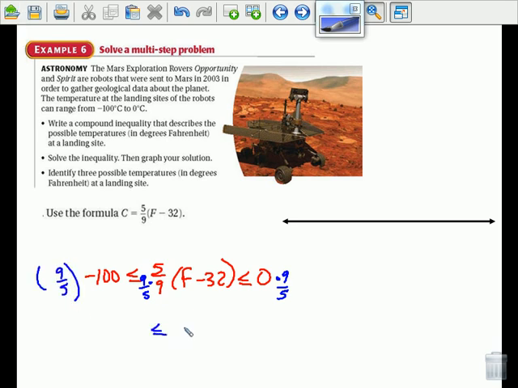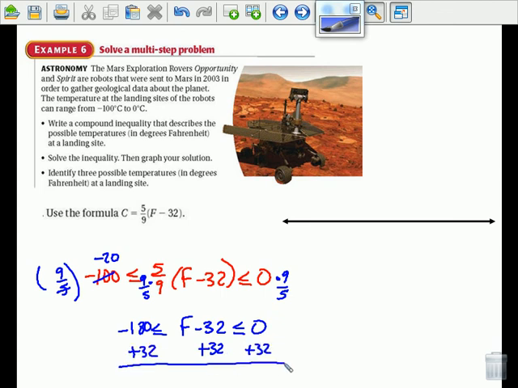So when I do that, it unlocks the parentheses. Here I still get a 0. And 5 divides into negative 100 negative 20 times. 9 times negative 20 is negative 180. Now I'll go ahead and add 32. And I get negative 148 degrees is less than or equal to F is less than or equal to 32 degrees.